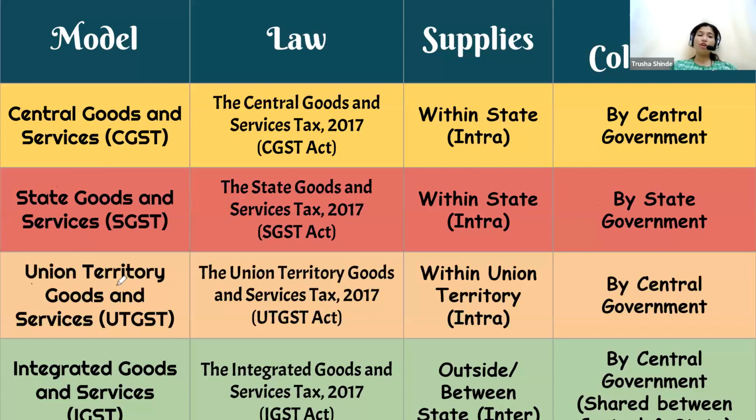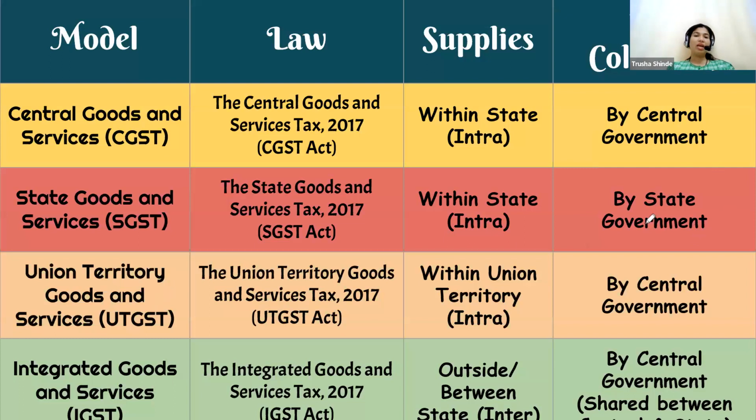Now, if we talk about your union territory part, the act also is what? Your UTGST Act of 2017, and the supplies are within union territories or between the states. Then here, the supplies again are intrastate supplies, and the collection is done by your central government. So in CGST also and in UTGST also, you can observe the central government coming into the picture.